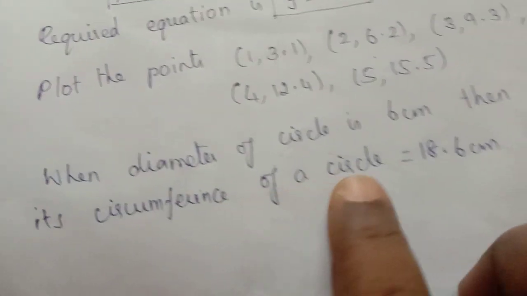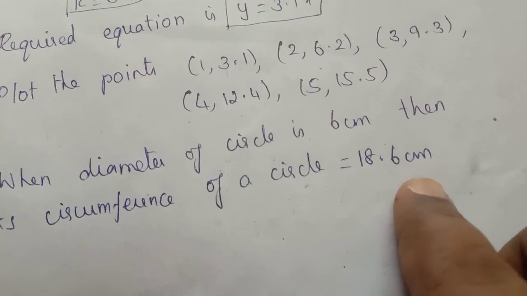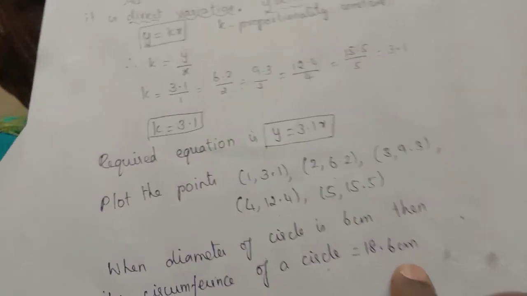So 18.6. Okay. So we have to write down here. When the diameter of the circle is 6 centimeter, then its circumference is 18.6 centimeter. Like that you have to write.